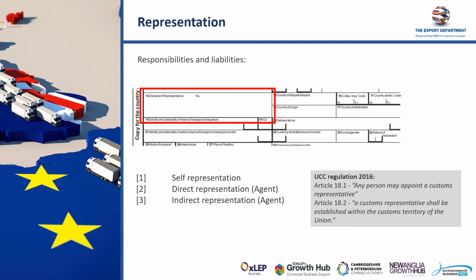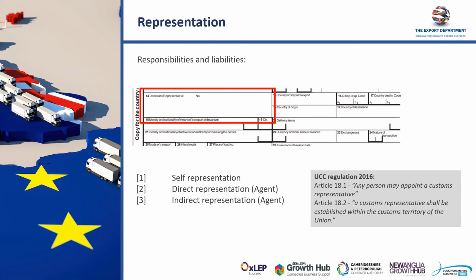But if you use an agent, then they can represent you in two different capacities. They can represent you in a direct capacity or an indirect capacity. So in box 14, if you had an agent, you would expect to see your agent's details in there. And then they denote which capacity they were working for you under by selecting 2 or 3. So 2 for direct representation and 3 for indirect. Why do I raise it?